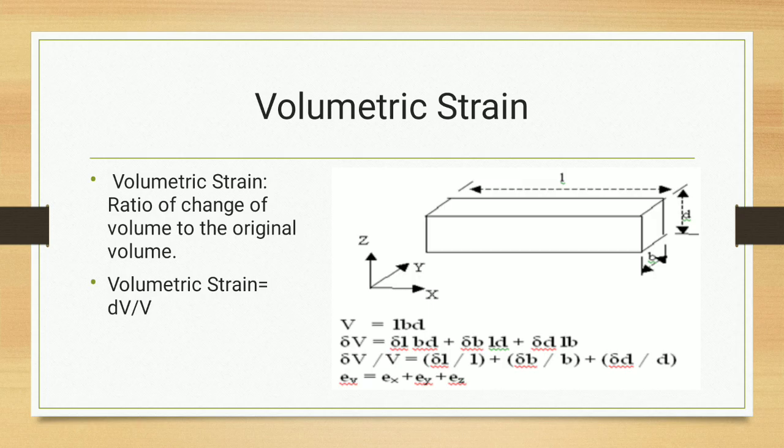Now we can take common LBD from the right hand side, and LBD equals V. So we can divide V in the whole equation. Delta V by V equals delta L by L plus delta B by B plus delta D by D. So delta V by V, called epsilon V, equals epsilon X plus epsilon Y plus epsilon Z. This is called volumetric strain.